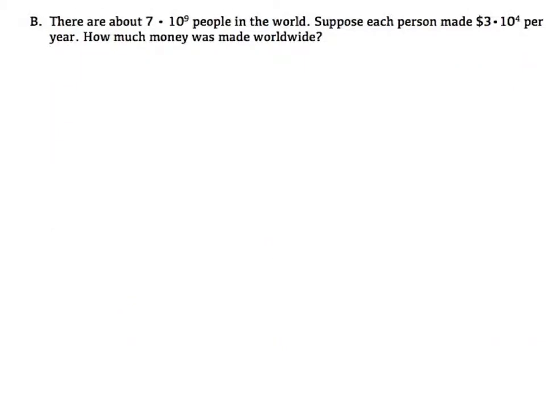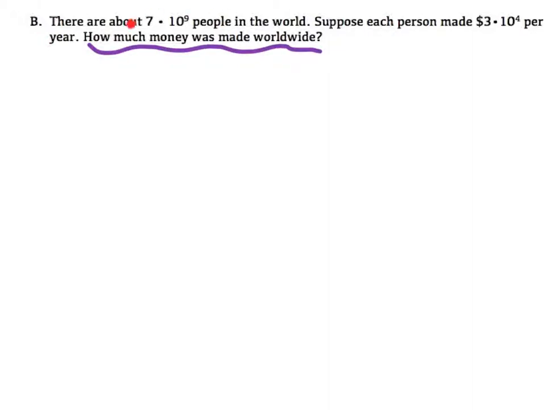So now on to the second problem. There are about 7 times 10 to the 9th people in the world. Suppose each person made 3 times 10 to the 4th dollars per year. How much money was made worldwide? So the question we're trying to answer, how much money was made worldwide?